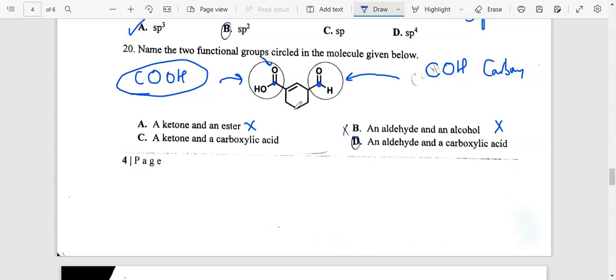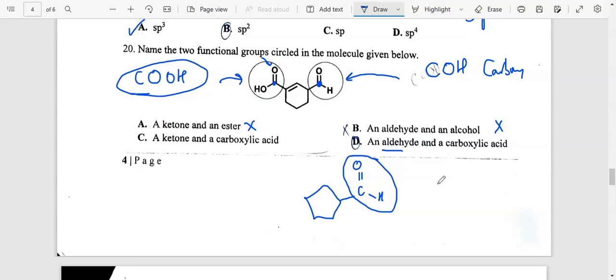Now, for a ring structure we don't have the end of the chain, it is always in the middle. If we look at this functional group here, it is outside the chain. It is bonded like that, outside the chain. C double bond with O and then H. So this is at the end of the chain. That is going to be an aldehyde.